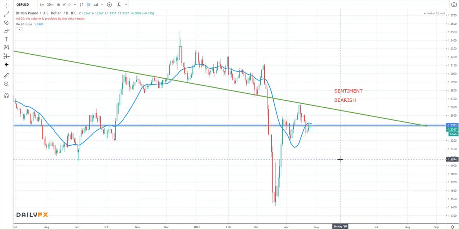This is your weekly analysis for the pound dollar, so the Great British Pound versus the US dollar, sometimes called cable. The date is April 26, 2020. We look at the daily chart here, meaning each one of these red and green candles represents daily price action.